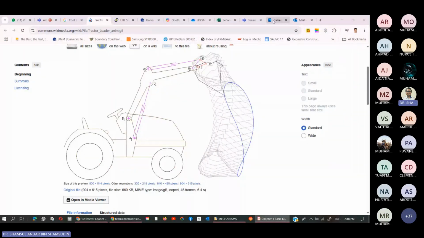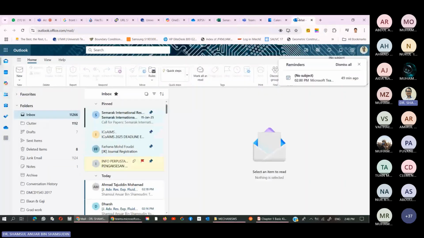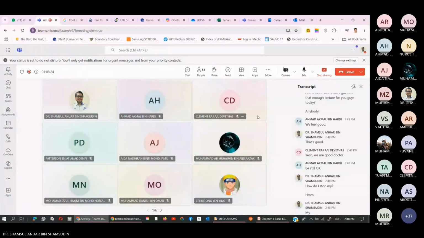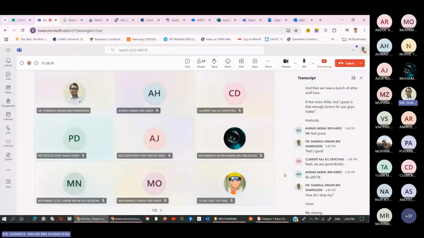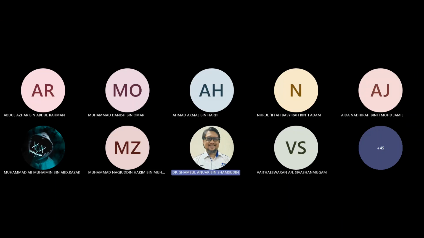How do I stop my sharing? You still can see my screen. Okay, boleh. How do I stop? Okay, I'm gonna stop sharing. And do you guys have any question?